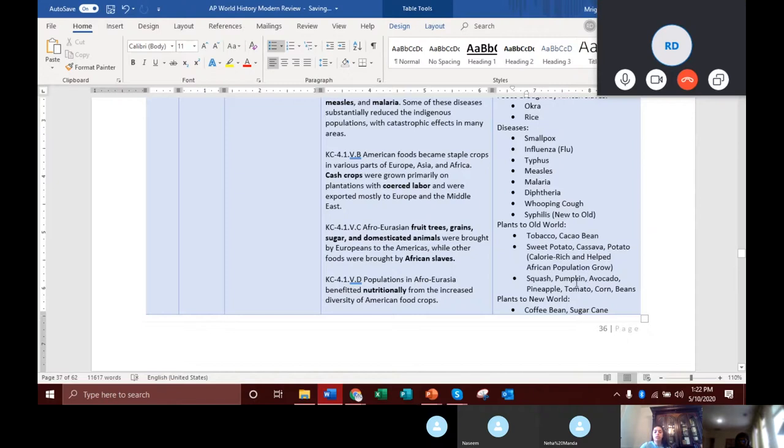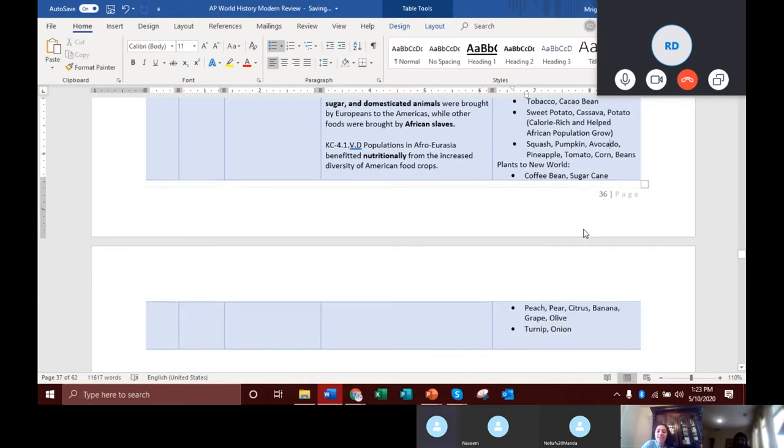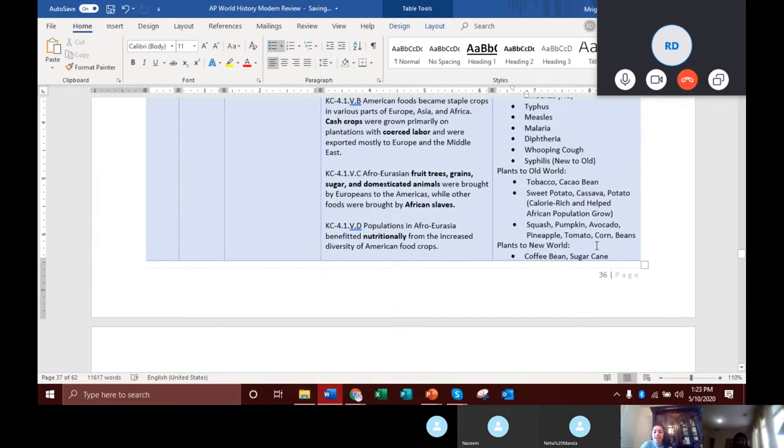And then, of course, we have our gourd fruits, such as squash and pumpkin. And then we have quinine, which was brought from the New World to the Old World. Wow, I did not know that. We should put quinine over here. Because we did see a document about that, so obviously it must be relevant.